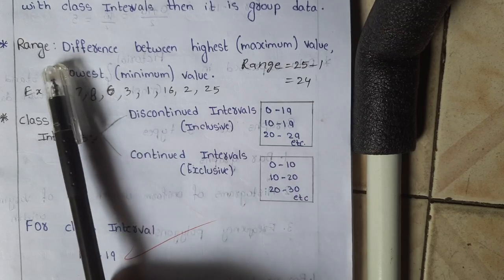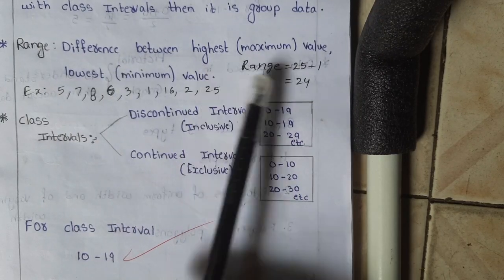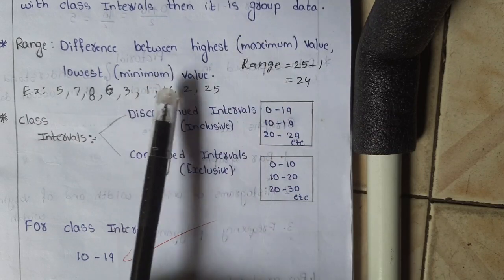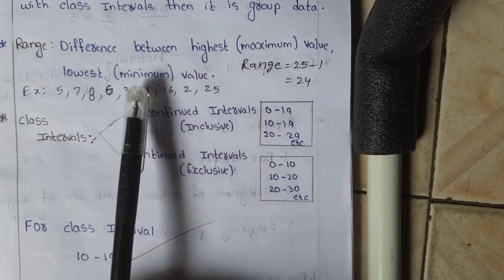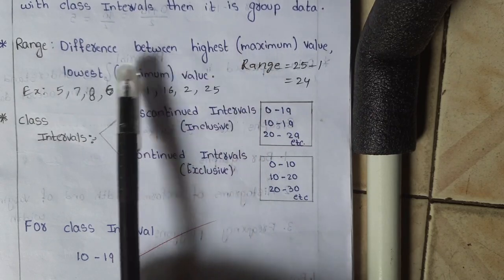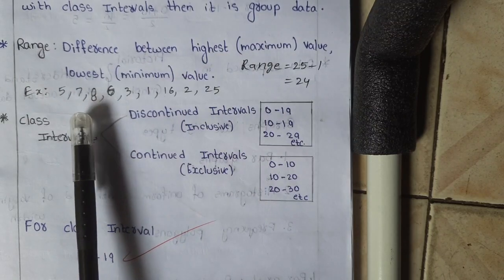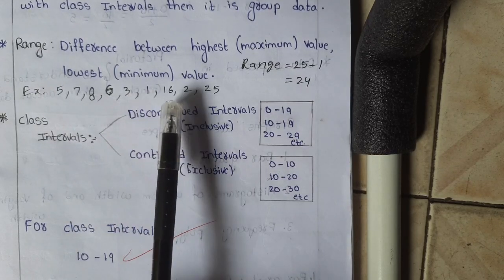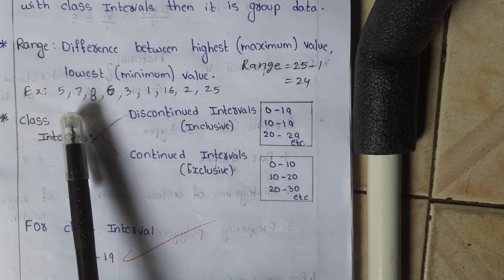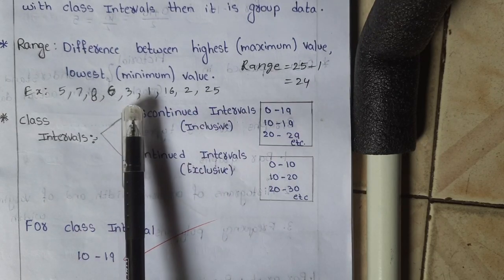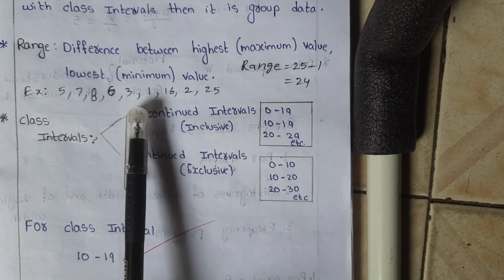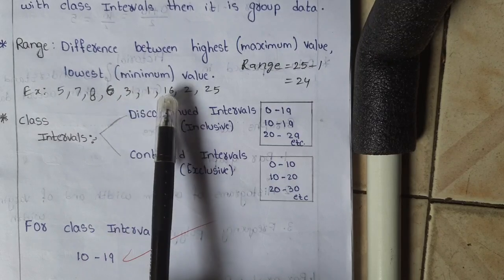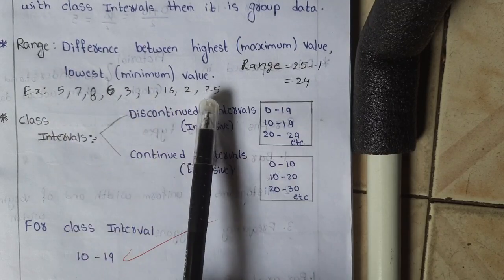Now, what is range? The difference between the highest value and the lowest value, or maximum minus minimum value, is called range. Suppose I give one example: 5, 7, 8, 6, 3, 1, 16, 2, 25. These are the marks obtained in one class. See how many members there are: 1, 2, 3, 4, 5, 6, 7, 8, 9. Only 9 members are present in that class.